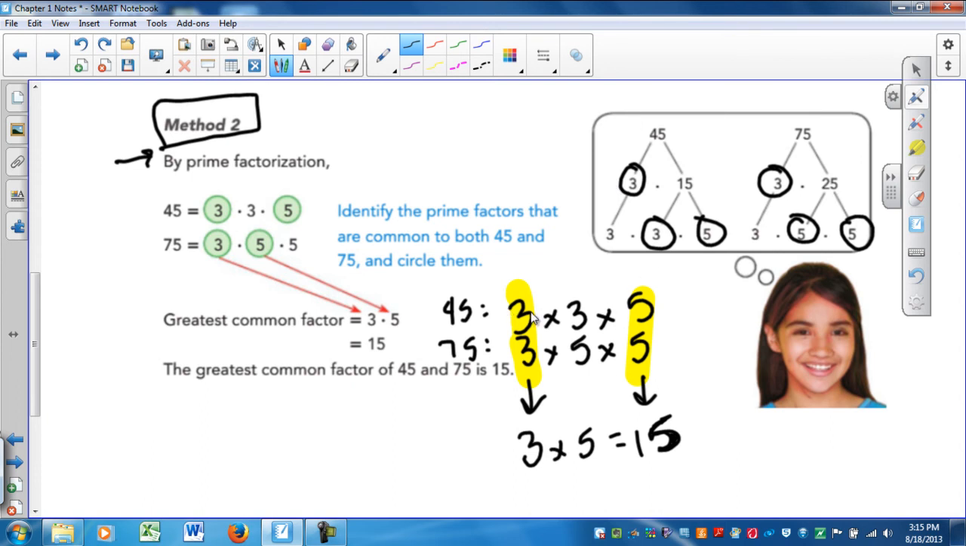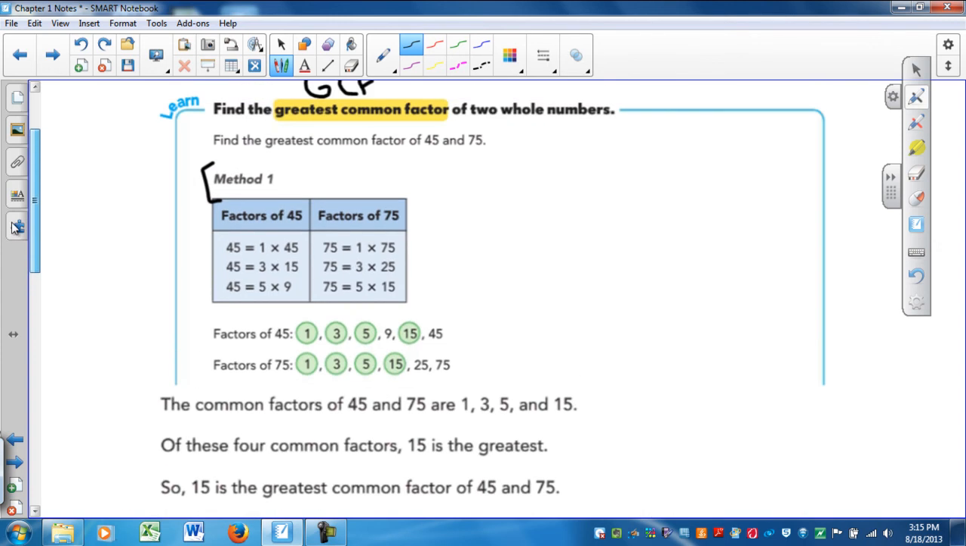Then you stack your prime factorizations and you look for common factors. There you go. We have a common 3, a common 5. We multiply them together. Our GCF is 15. If we go back up to where they did the list method with the exact same two numbers, 45 and 75, they had common factors of 1, 3, 5, and the biggest was 15. Go to the next page.